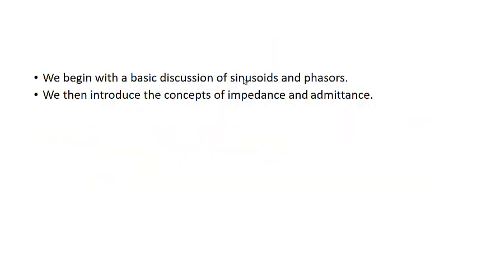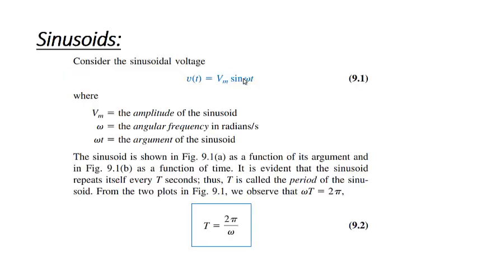We begin with the basic discussion of sinusoids and phasors, and then we introduce the concept of impedance and admittance. This is very important because phasors are important, and before phasors we need to understand what different sinusoids are and how they are then converted to phasors. Let us start with the sinusoids.